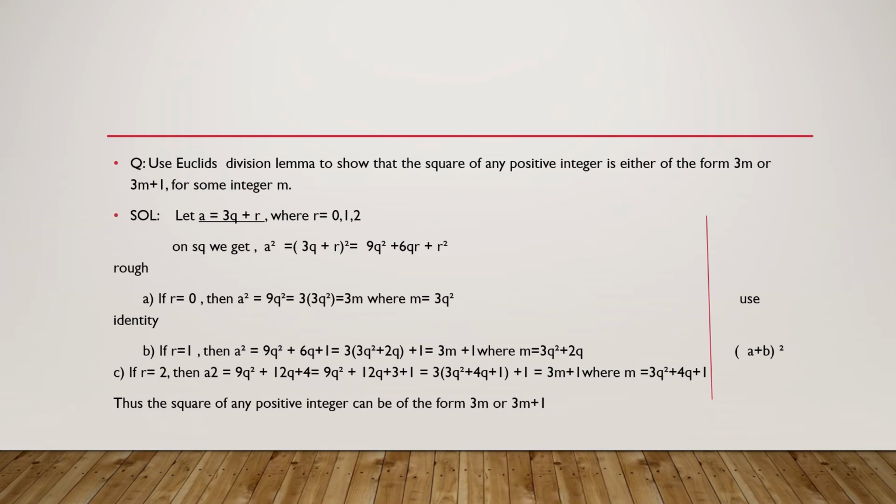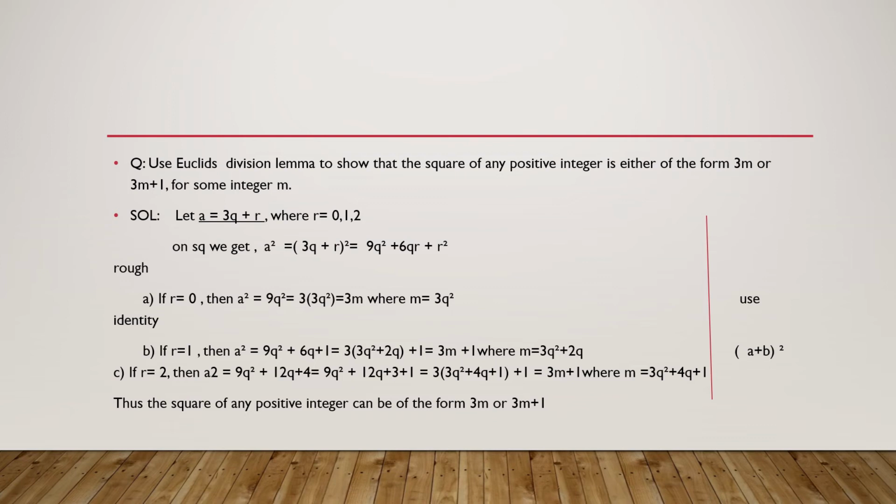So in this question, it is very important to see that he is talking about the square of any positive integer. So we have to square the dividend. A को हमें square करना पड़ेगा. So जब हमने a को square किया, this becomes a square is equal to (3q plus r) whole square.